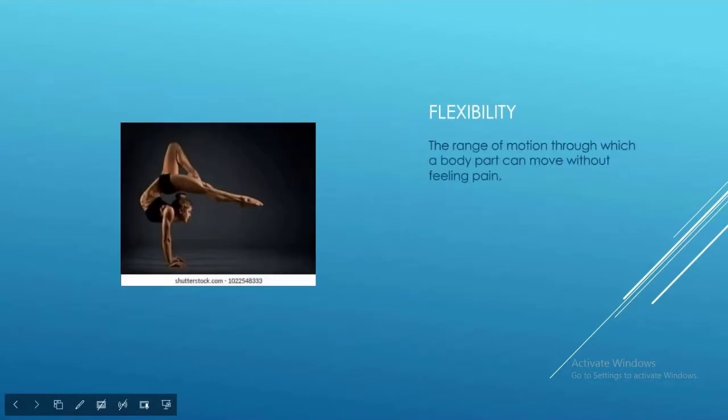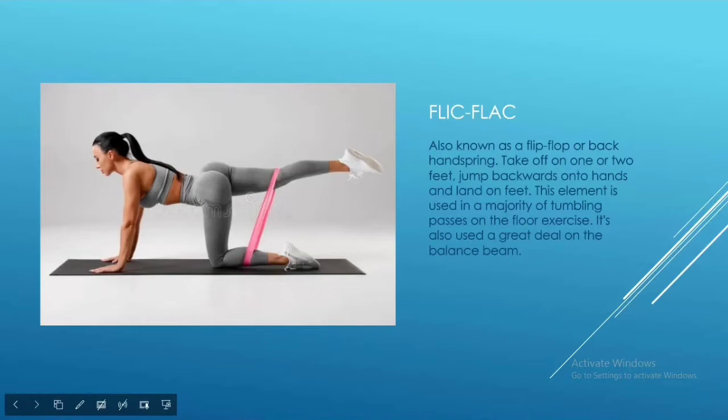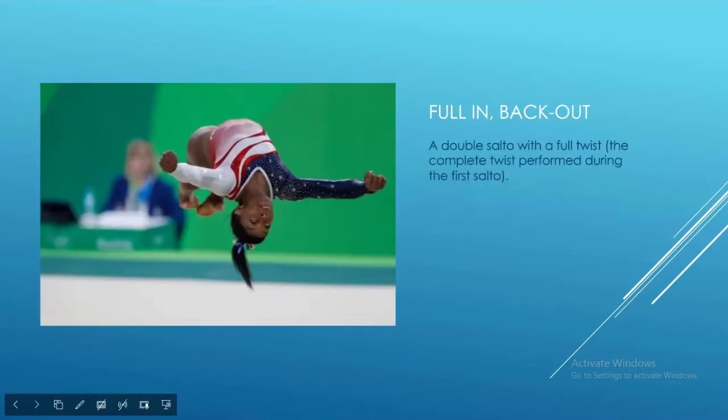Flexibility, the range of motion through which a body part can move without feeling pain. Flick-flack, also known as flip-flop or back handspring, take off on one or two feet, jump backward onto hands and land on feet. This element is used in the majority of tumbling passes on the floor exercise. Pull in, back out. A double salto with a full twist, the complete twist performed during the first salto.